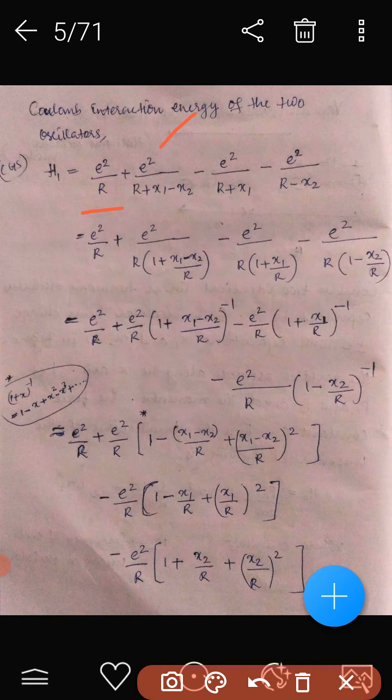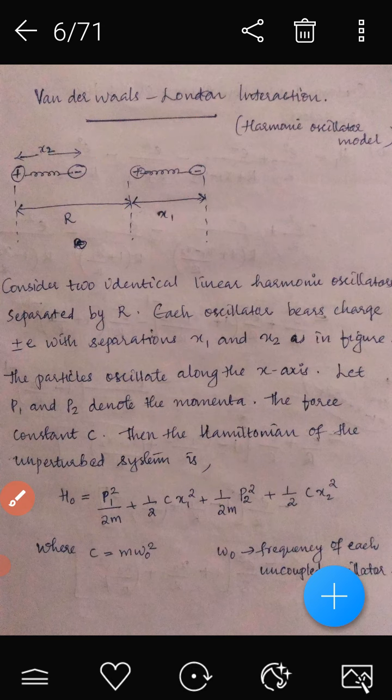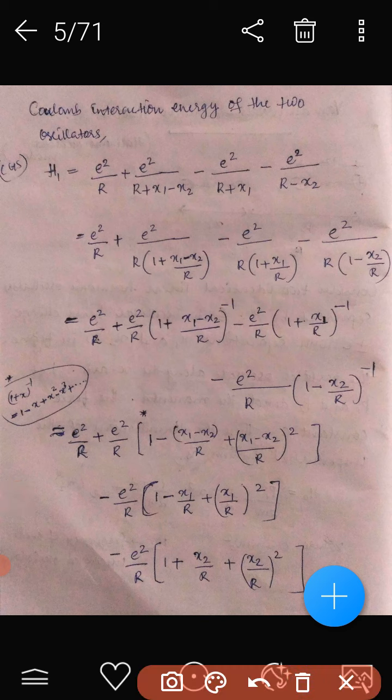The next one is e square by r plus x1 minus x2, that is minus e and minus e, that is plus e square, and the distance is r plus x1 minus x2. Similarly plus and minus e, that is minus e square by r plus x1, minus e square by r minus x2. Taking r outside, e square by r into 1 plus x1 minus x2 by r. Similarly e square by r into 1 plus x1 by r, minus e square by r into 1 minus x2 by r.